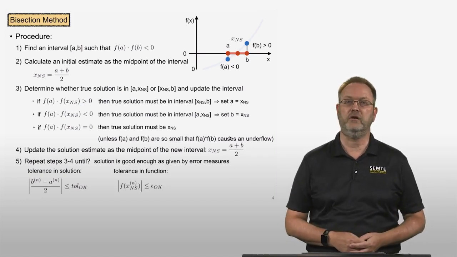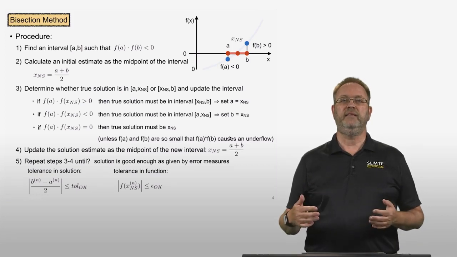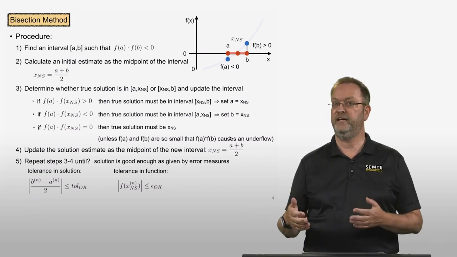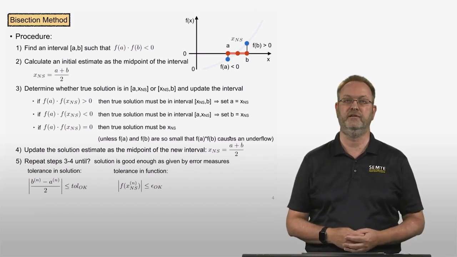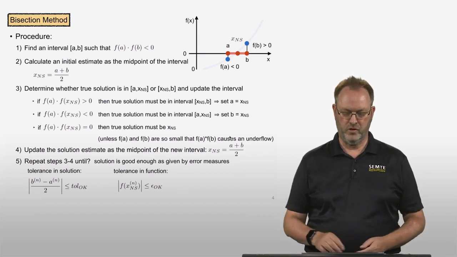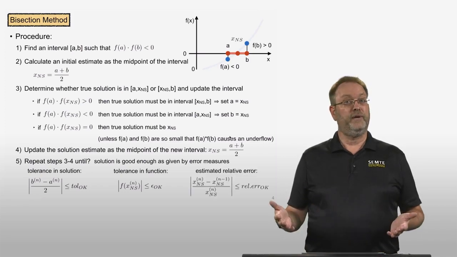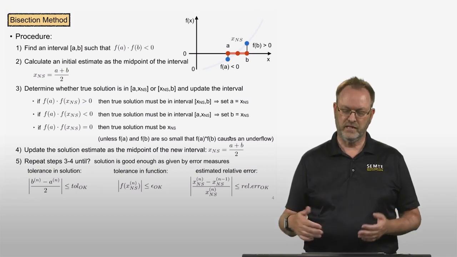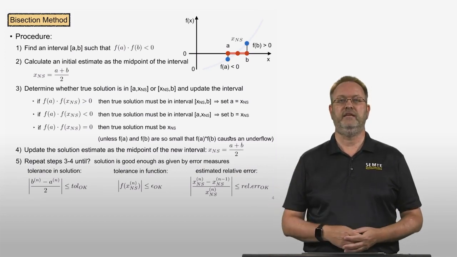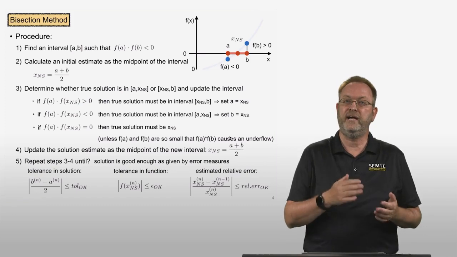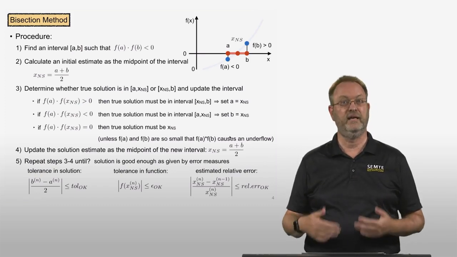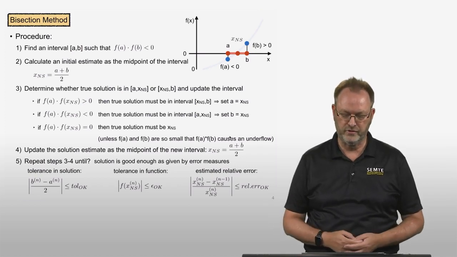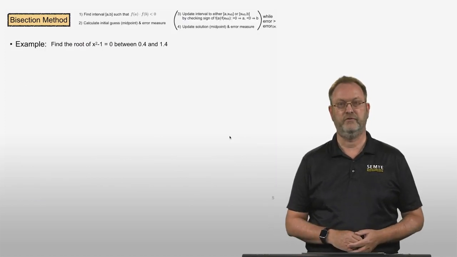Or we could look at the tolerance in function, meaning that the absolute value of the numerical solution that we have after n iterations plugged into our function is smaller or equal to some okay threshold. Or we continue until the estimated relative error, meaning the nth iteration numerical solution minus the prior numerical solution divided by the nth iteration numerical solution, is smaller than some acceptable threshold value for the relative error.